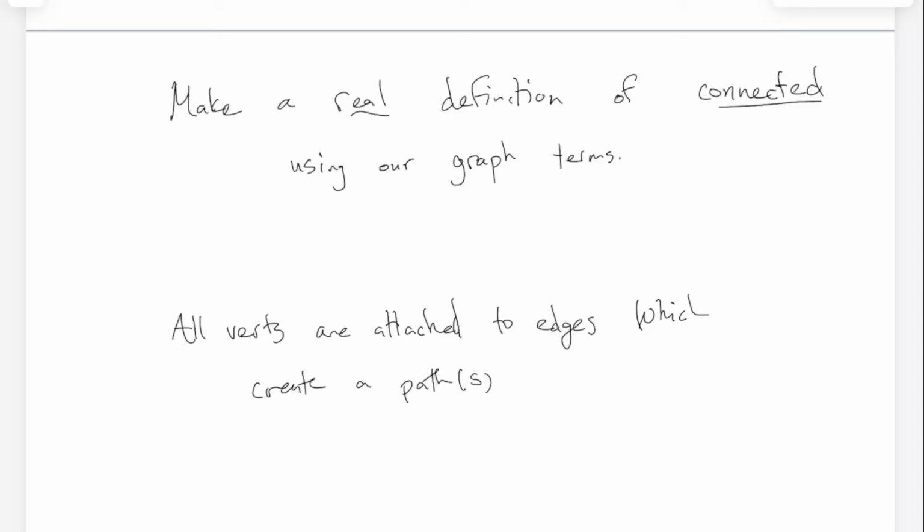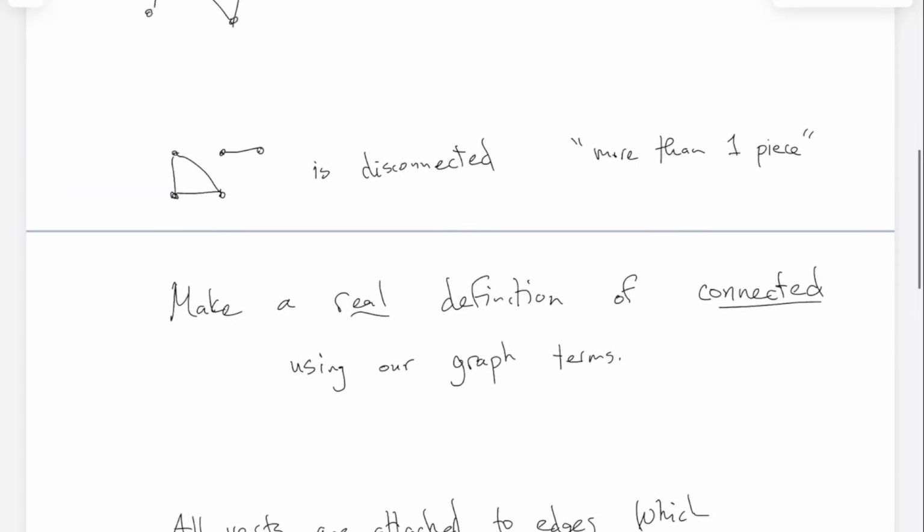So first of all, this is a hint that I gave to many people. What you eventually say should have something to do with paths. All right? So the fact that you're talking about paths, I like. All verts are attached to edges. Something that I don't entirely like about this is, for instance, this one right here is disconnected, but I could still say, okay, this vertex, it is attached to edges which make a path. And this vertex also is attached to edges which make a path.